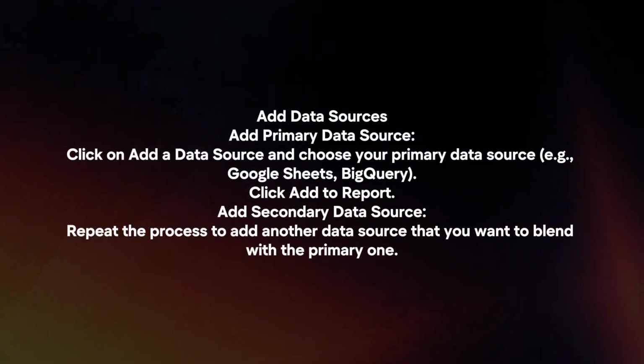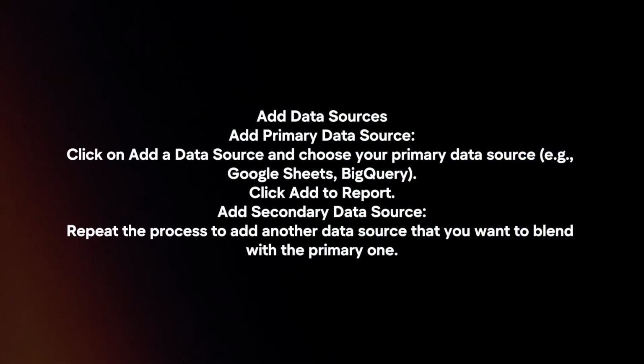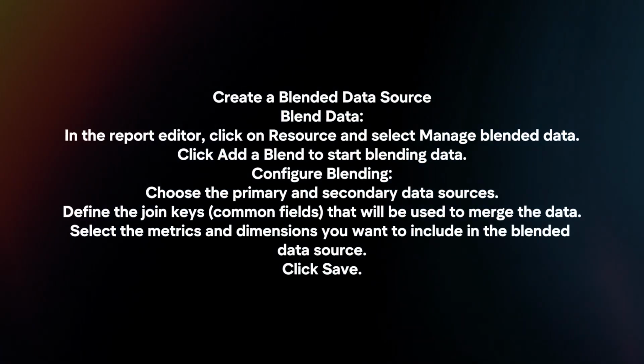Click Add to report. Add secondary data source. Repeat the process to add another data source that you want to blend with the primary one. Create a blended data source.